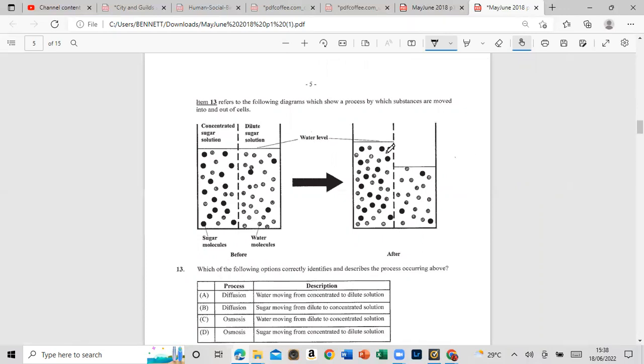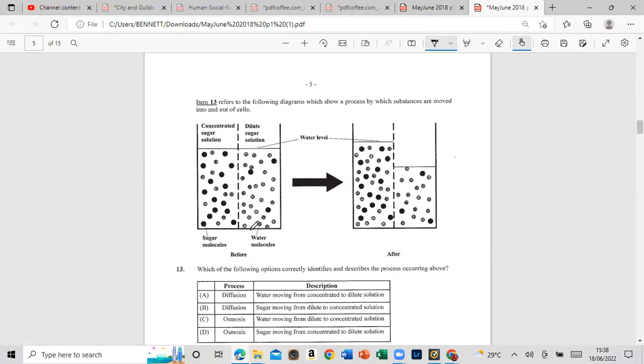Item 13 refers to the following diagrams, which show a process by which substances are moved into and out of cells. So we have the concentrated sugar solution, and then we have the dilute water solution, and then we have the water level. Both of them are at the same water level.